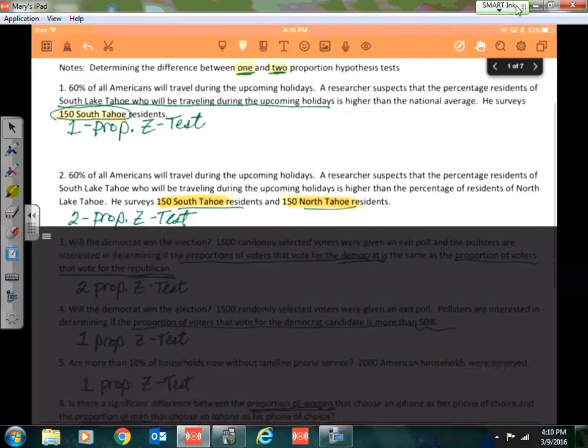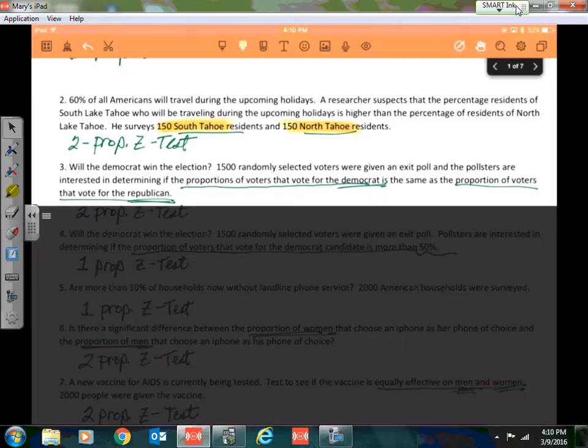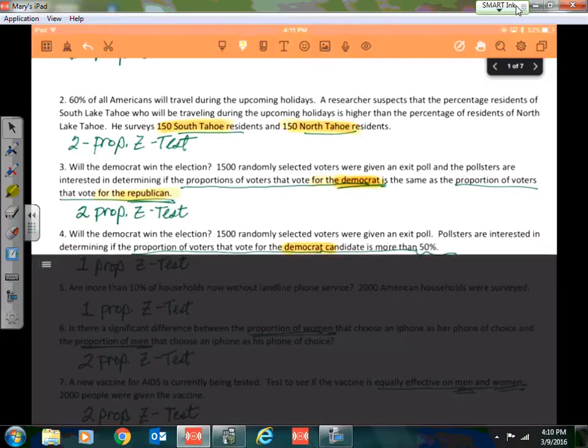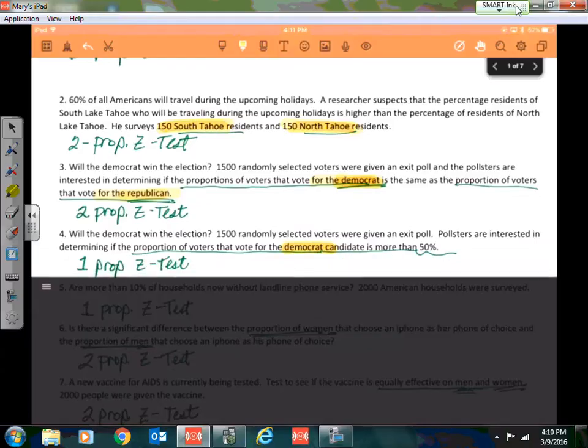Okay, so let me let you read the next two and see if you can get those, and then if so, we'll go on. Since number 3 is talking about the proportion of voters that'll vote Democrat and the proportion of voters that vote Republican, that's a two proportion Z test. And 4 is just asking if the proportion that vote Democrat is more than 50%. So a common thing you'll see is that you will be given a percent to compare to if it's a one proportion Z test.